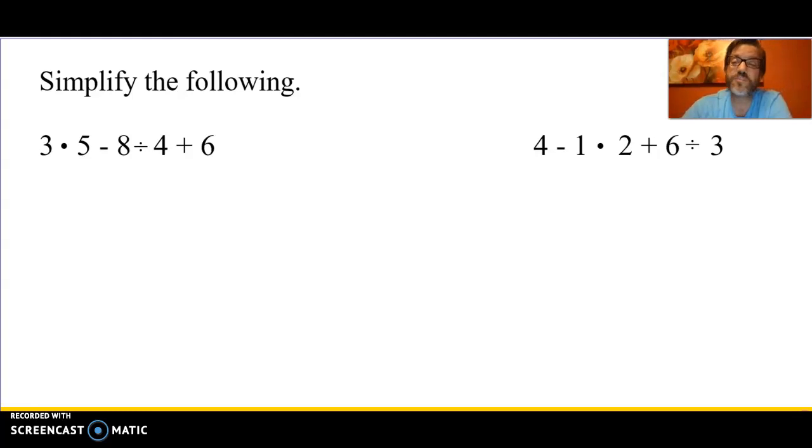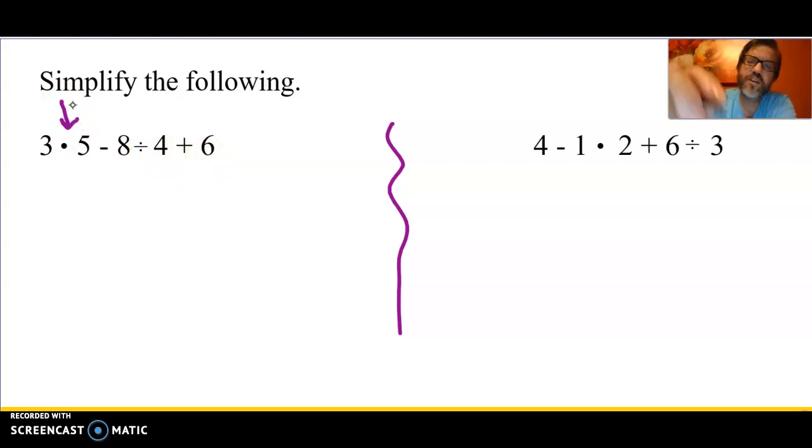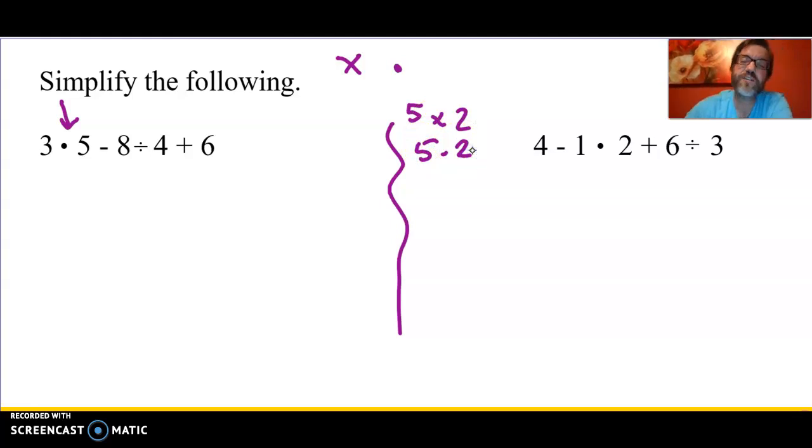Look at these two examples here. I'm going to start on the one here on the left. We have 3 times 5 minus 8 divided by 4 plus 6. And notice the times sign here. We're using a dot to show multiplication. And multiplication can be shown several ways. Usually you'll see the times sign used like this, but sometimes you'll see a dot used. For example, 5 times 2, or you could say 5 times 2 using a dot.